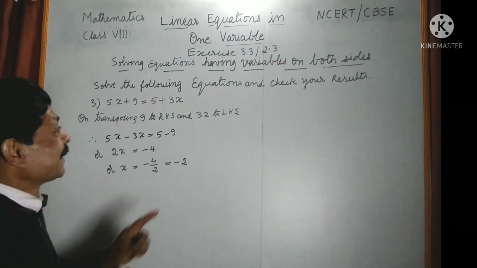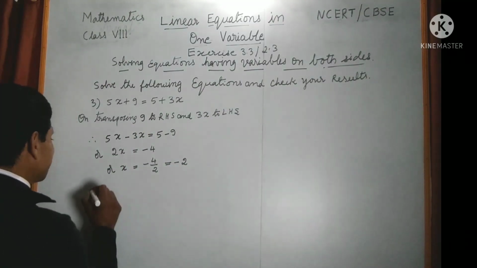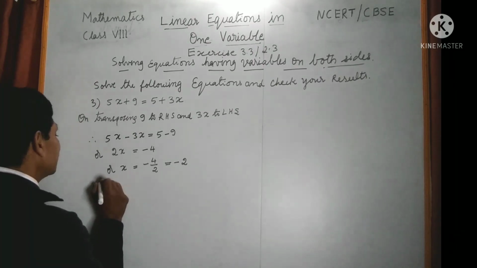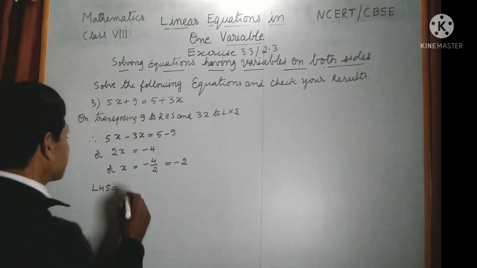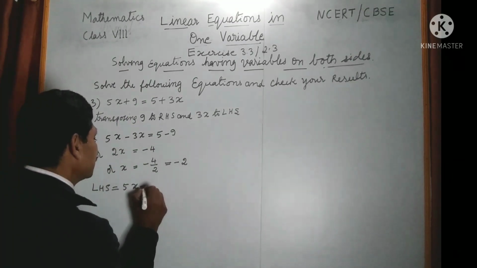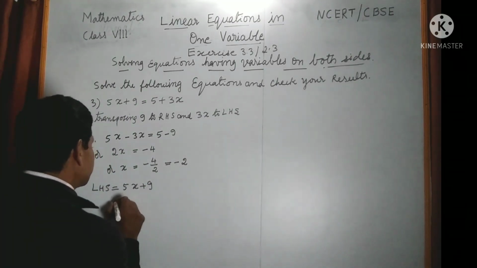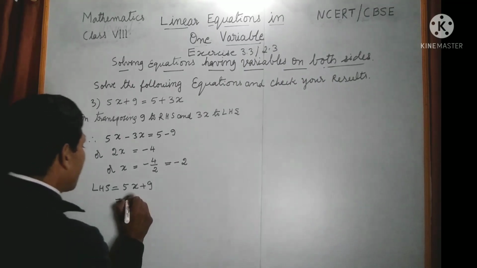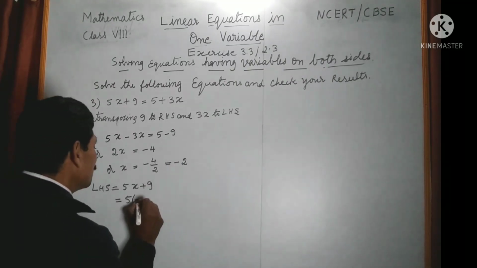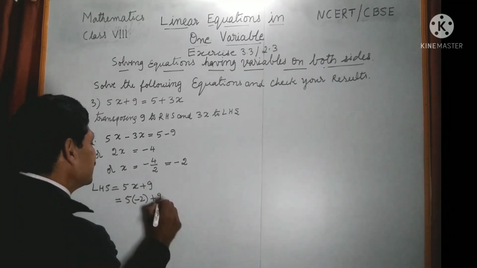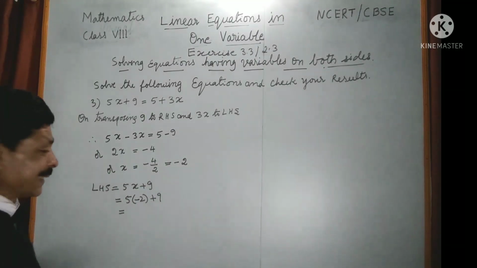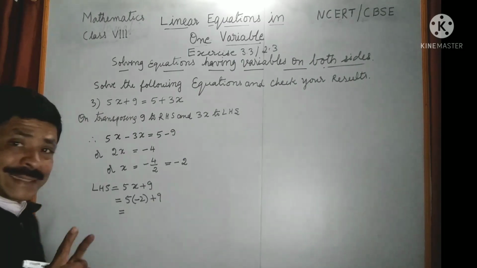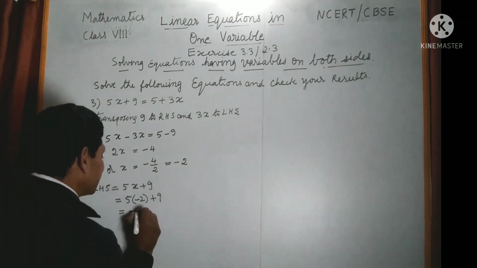Now let us check our results. LHS is equal to 5x plus 9. This is equal to 5 into x, which is minus 2, plus 9. This is equal to 5 into minus 2 is minus 10, plus 9 is minus 1.